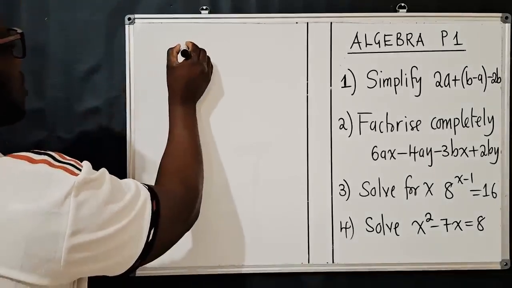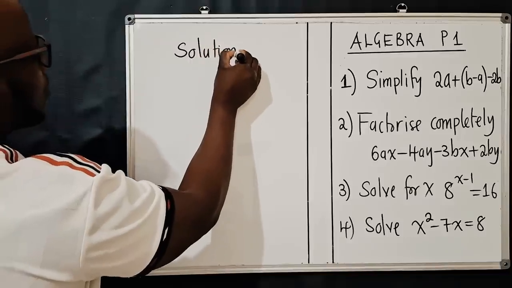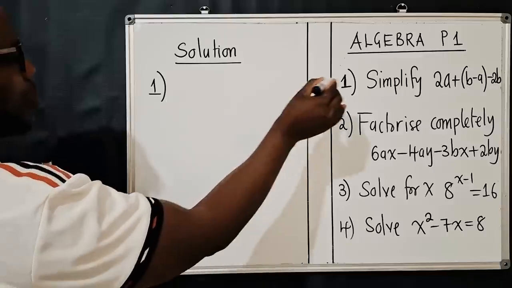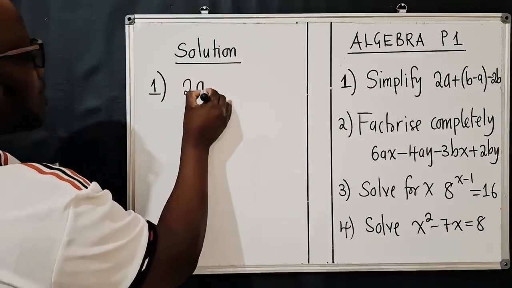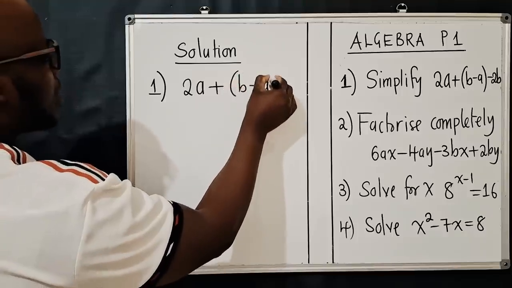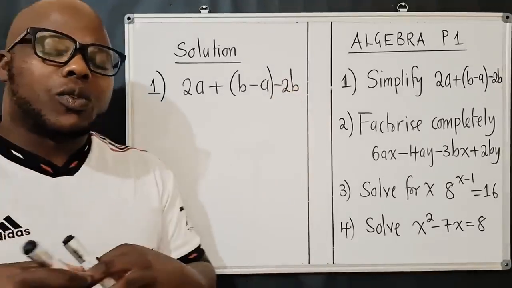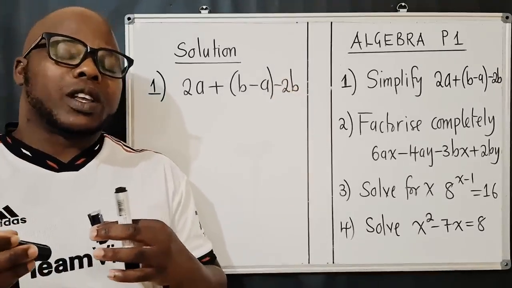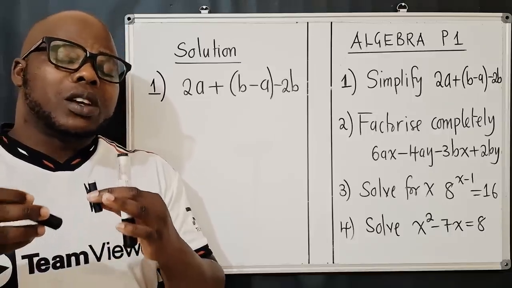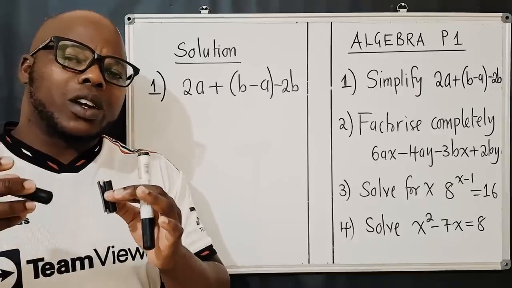So we shall say solution. For question number 1, to simplify 2a plus open bracket b minus a minus 2b. There are about 3 things that we need to know when it comes to simplification. The first thing must be to get rid of the brackets. And that's step number 1. Get rid of the brackets.